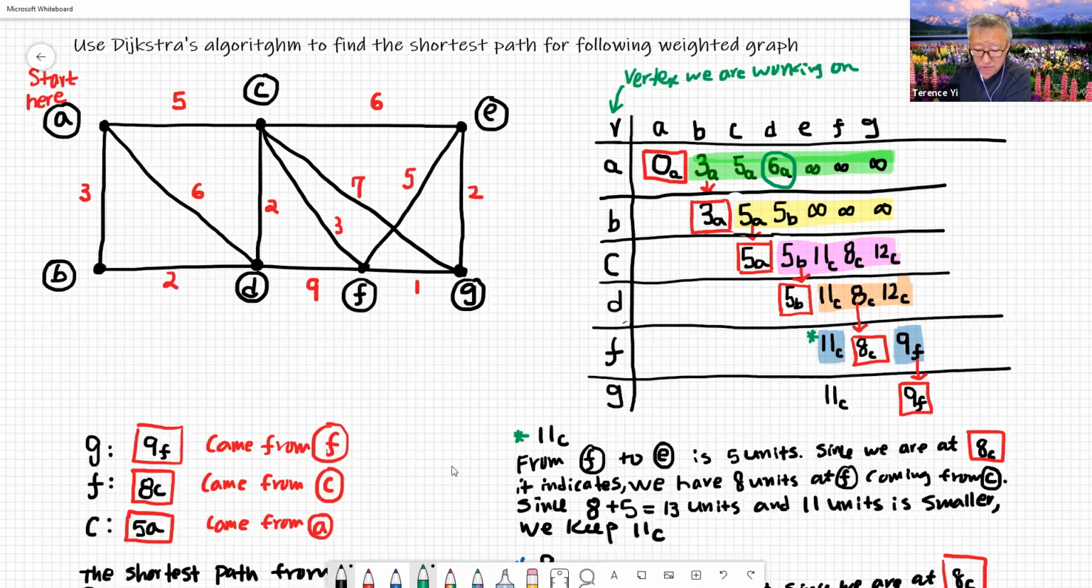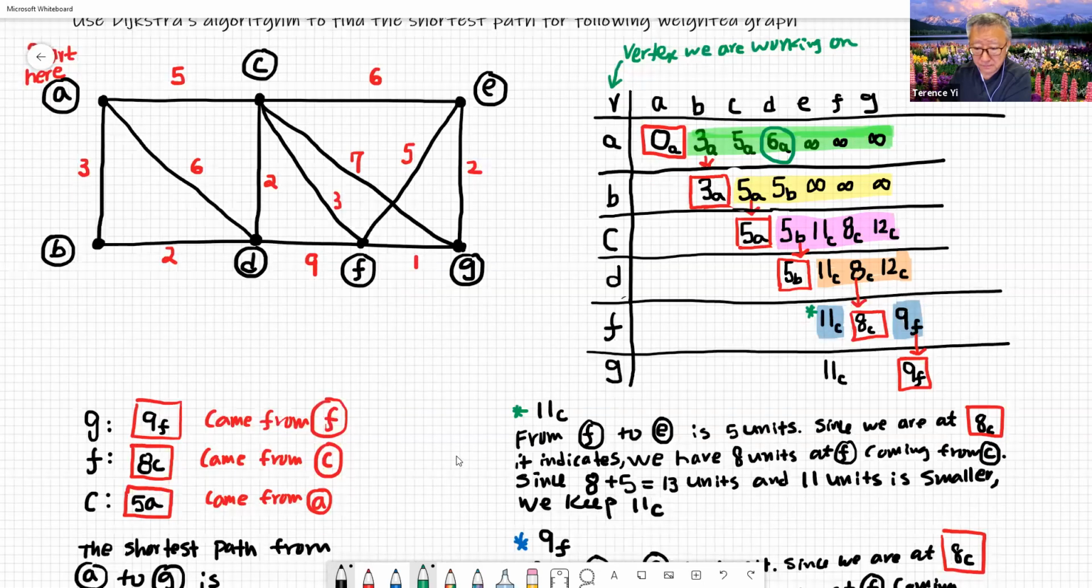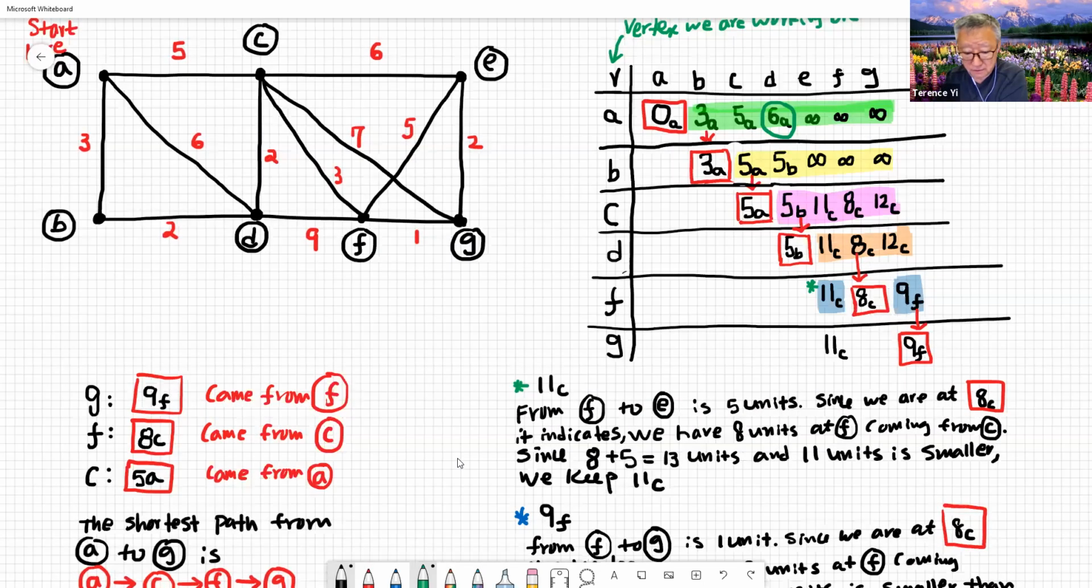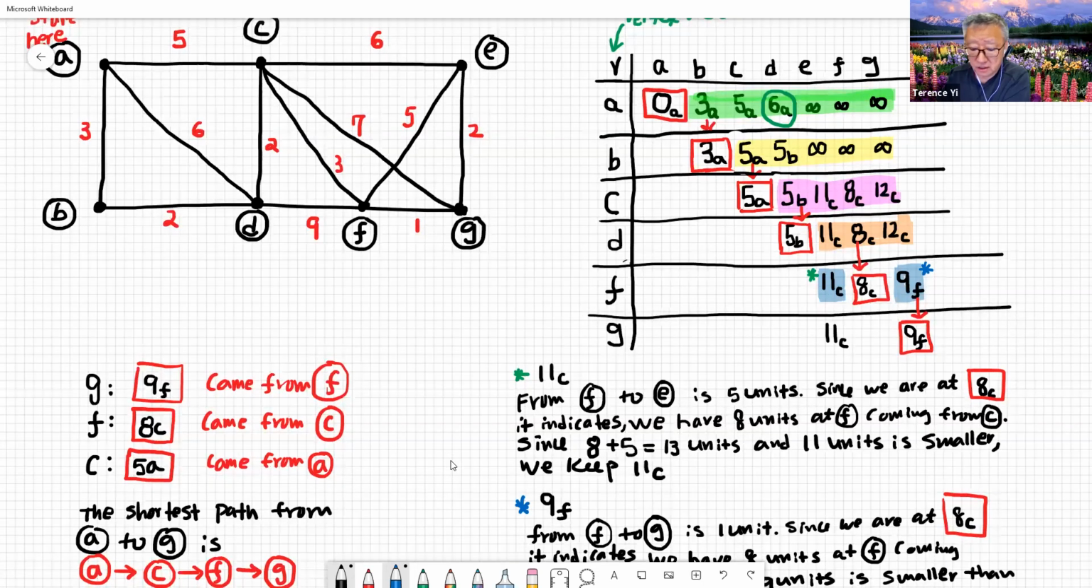Now the next one is going to be the one of 9F. So that one's this guy here. Let me just put the star mark over here. Oh, I used the blue. Okay. So that's 9F, from F to G. If you look at FG, F and G is 1 unit.